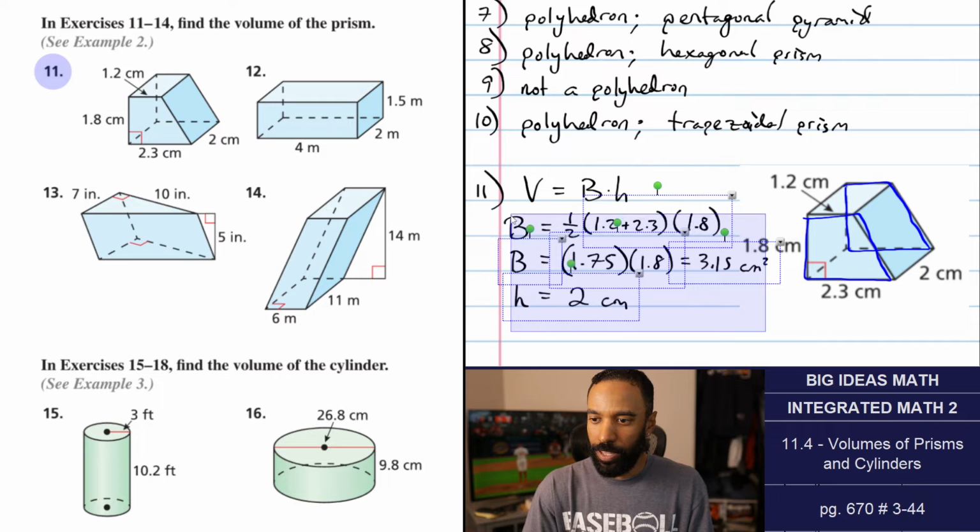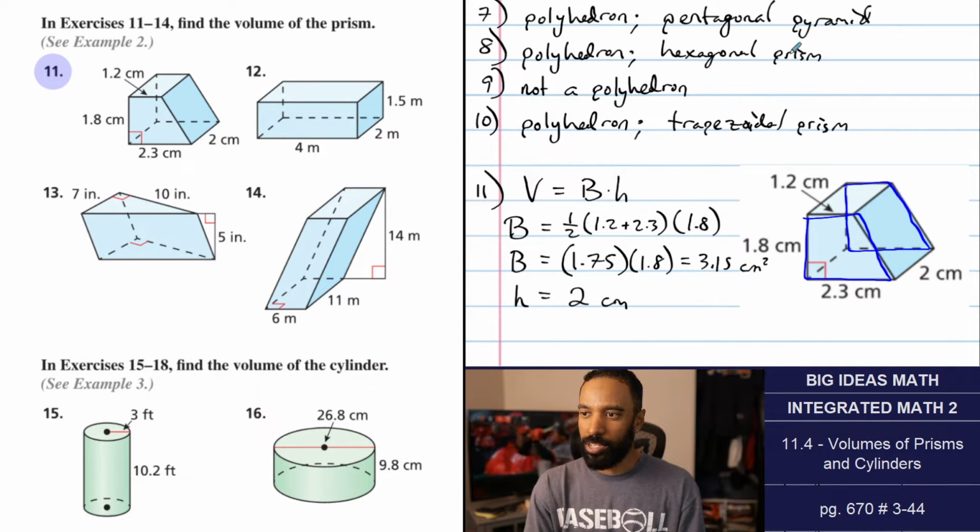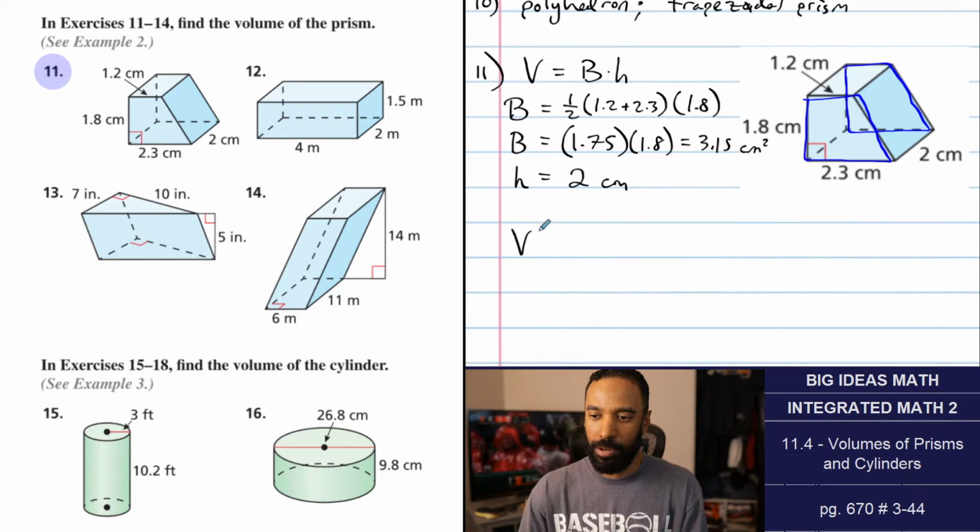I feel like with the inner work, I'd want to generally color code that stuff, but I also wouldn't have that formula part on top generally either. So I don't know. It's kind of hit and miss. I'll just leave it. So the overall volume is area of base times height of any prism.